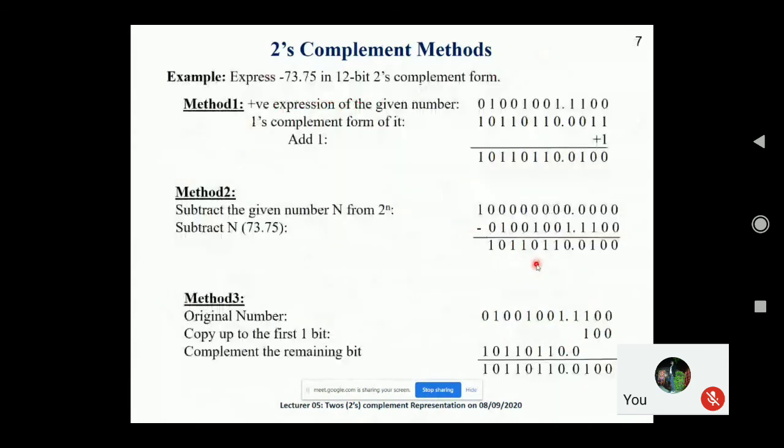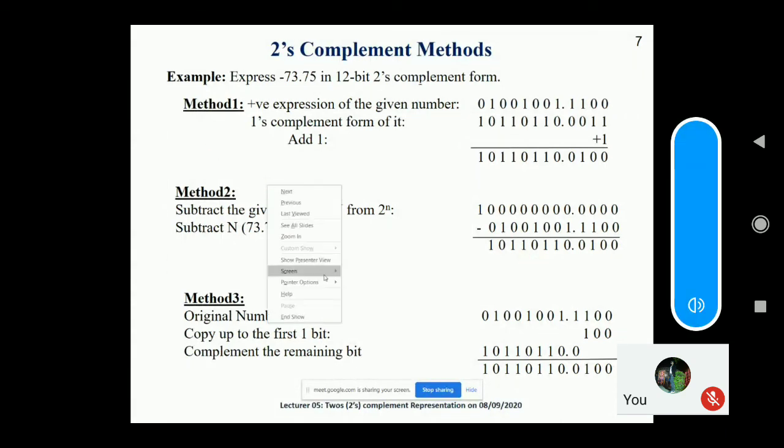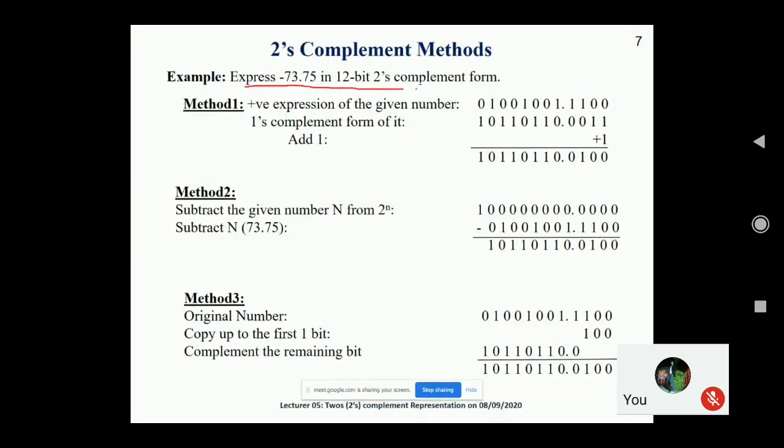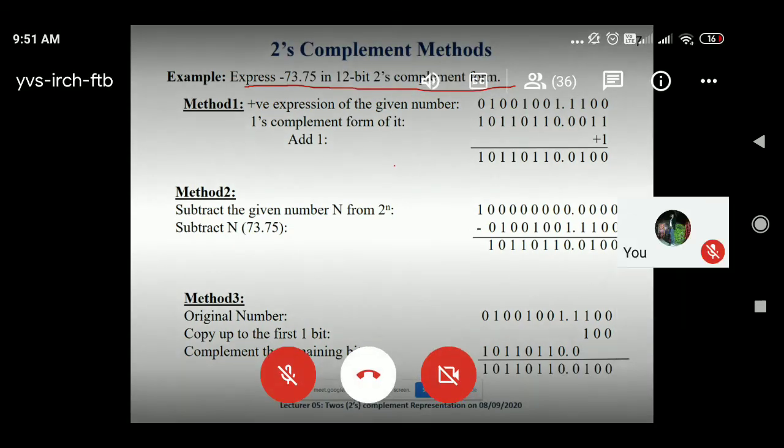Okay, try to write down this particular example. Write down this particular example fast. Express minus 73.75 in 12-bit 2's complement form. And whatever I'm using the marker, it is visible to you, right? Yes, sir.